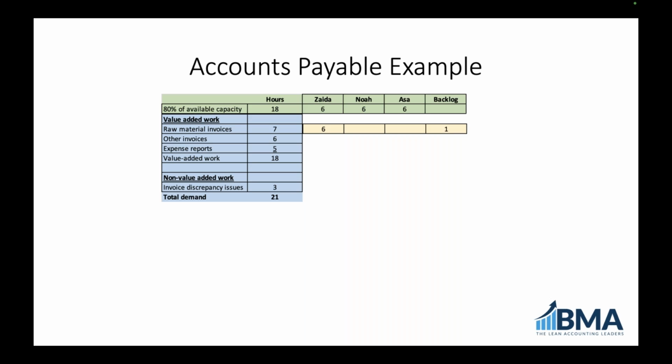Well, Zeta is best at raw material invoices. So we assign those raw material invoices to her, 6 hours worth, 1 hour goes into the backlog. Noah is best at employee expense reports. So he's going to do those. Asa is really good at the invoice discrepancy issues.